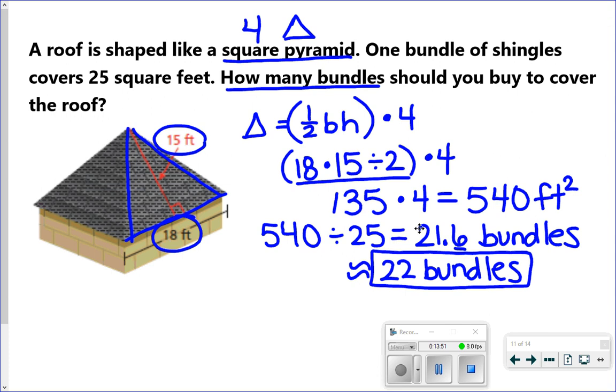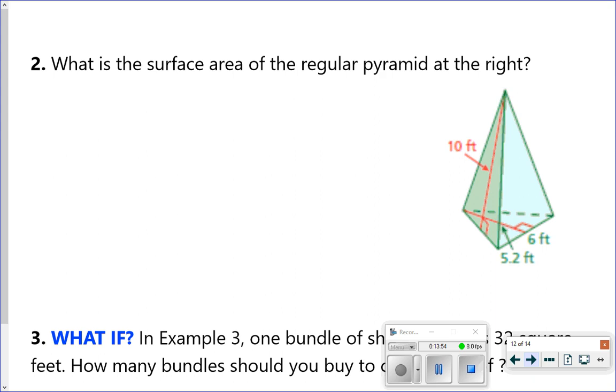All right, let's go ahead and take a look at our next one. Okay, so pause the video for a second and go ahead and try problem number 2. Find the surface area of the regular pyramid to the right.